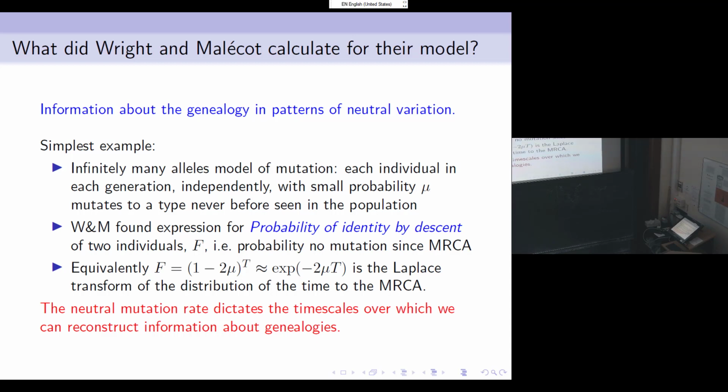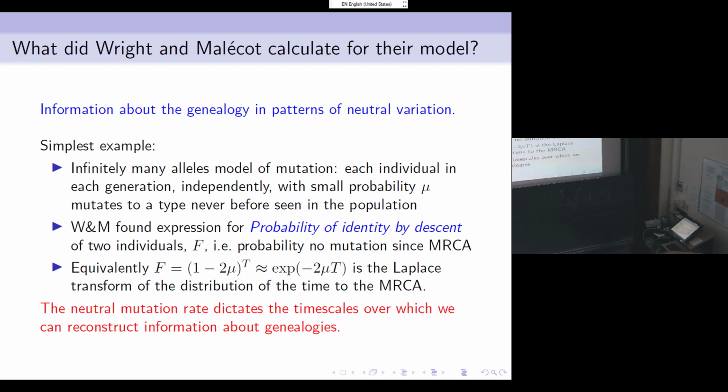And what Wright and Malécot found, based on their assumption that the Poisson distribution was stationary for their model, was an expression for the way that this quantity decays. So t is random, so I'm going to put an expectation in, and it's going to depend on the initial separation, so I'm going to put a subscript x to mean a vector which tells me about the initial separation. And they found an expression for the way that this quantity decays with x, because the further apart individuals are, the less likely they are to be the same type, because the time to their most recent common ancestor is going to be longer.